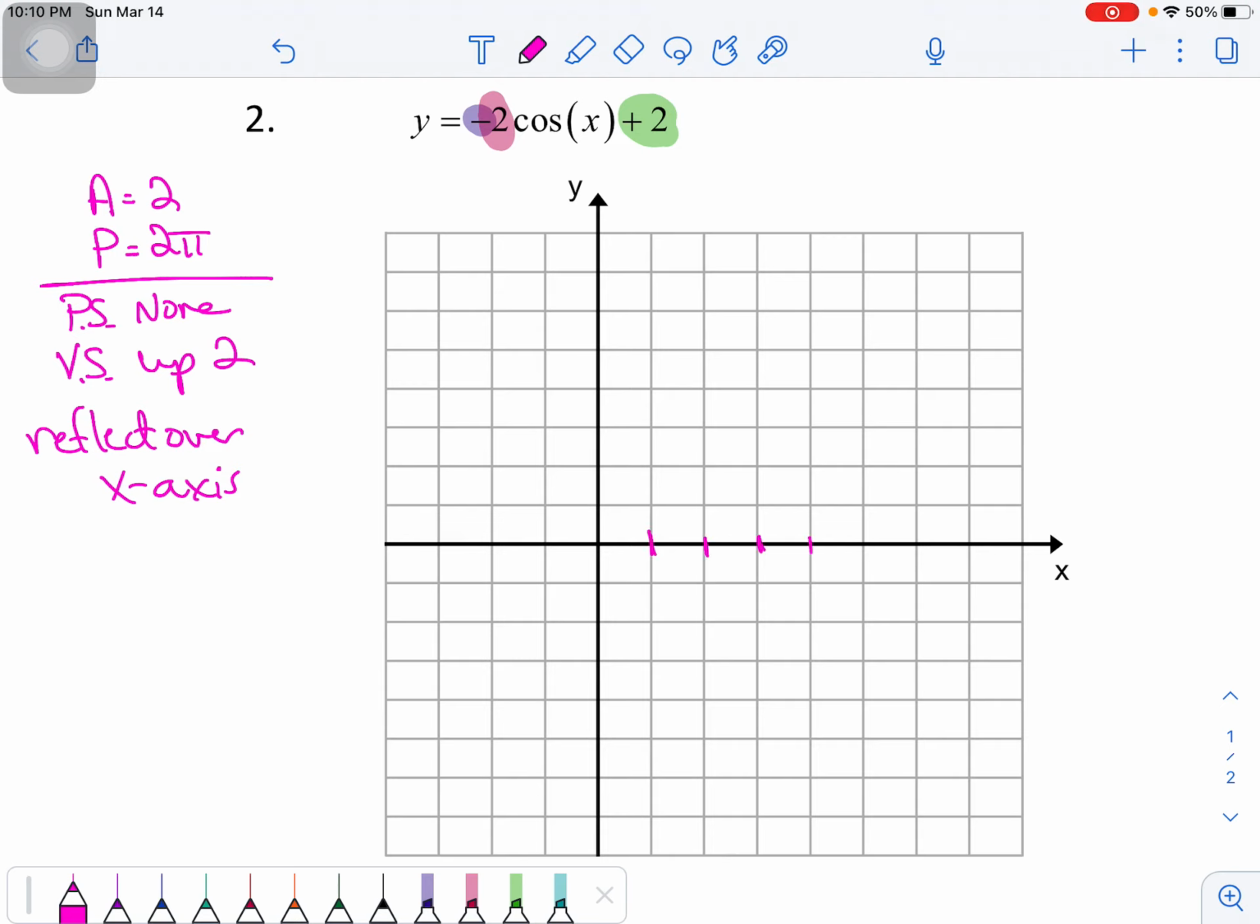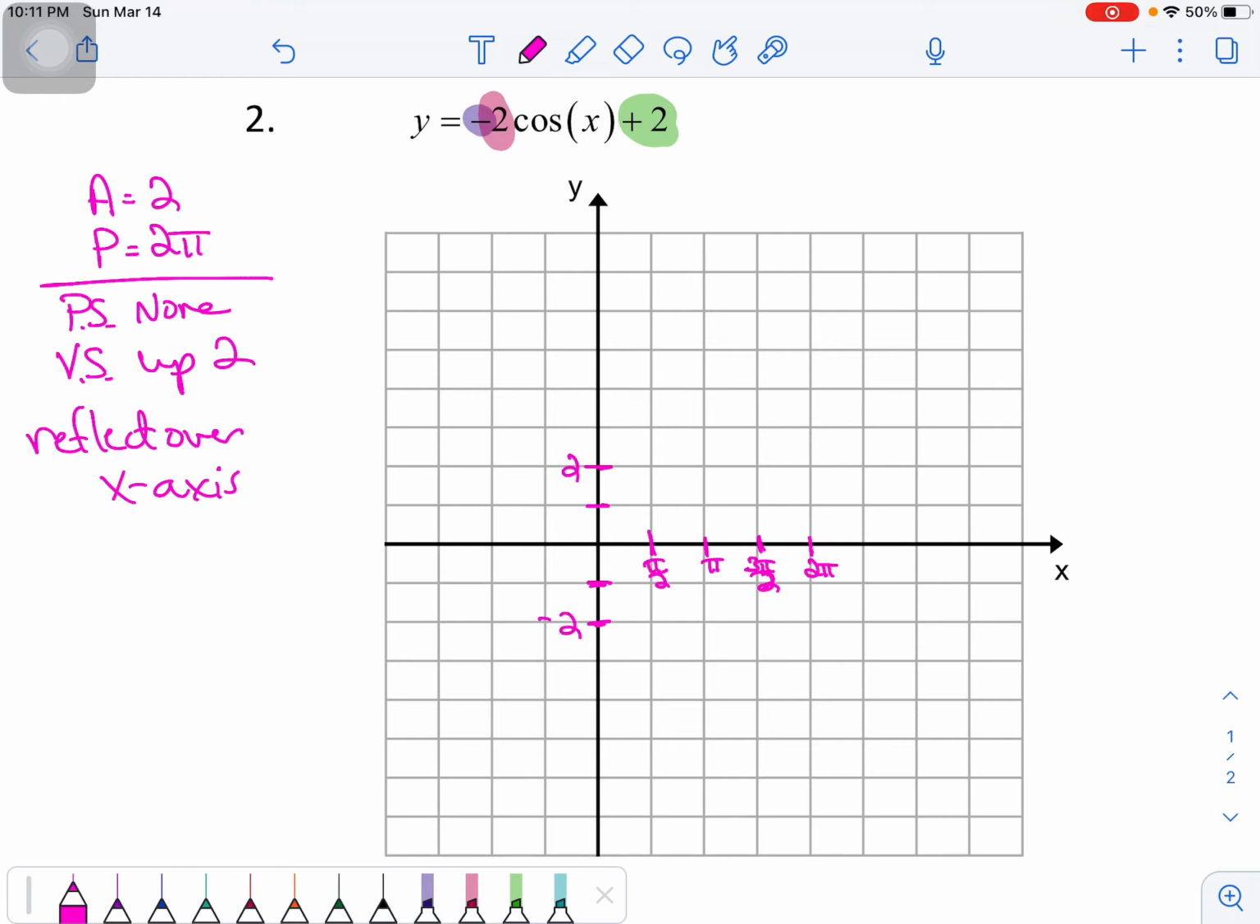All right, so let's go ahead and label the x-axis here. So 1, 2, 3, 4. This is going to be 2 pi, pi over 2, and 3 pi over 2. Label the y-axis, amplitude of 2, and let's go negative 2.